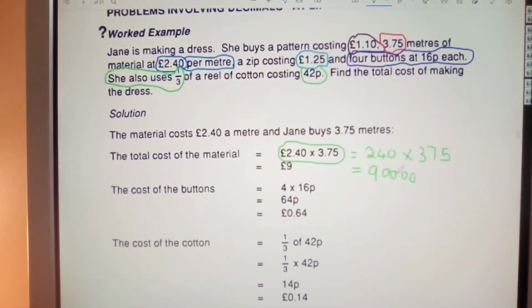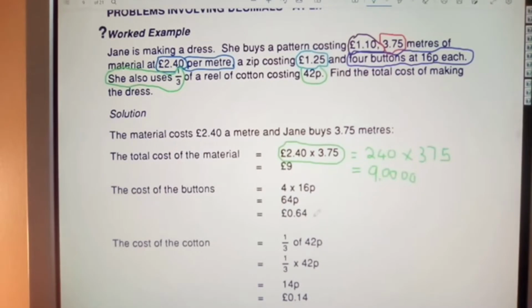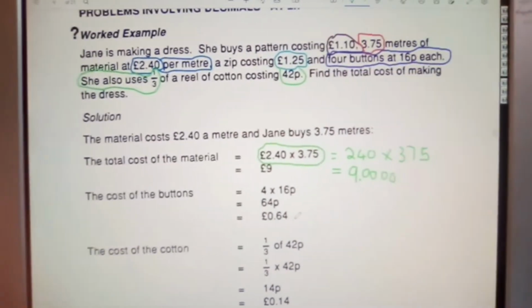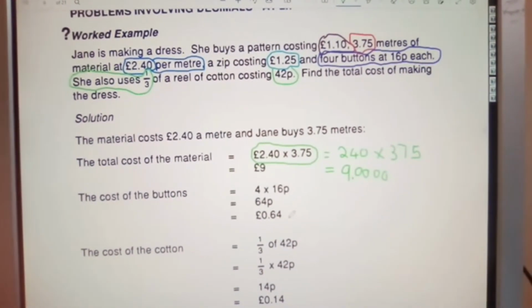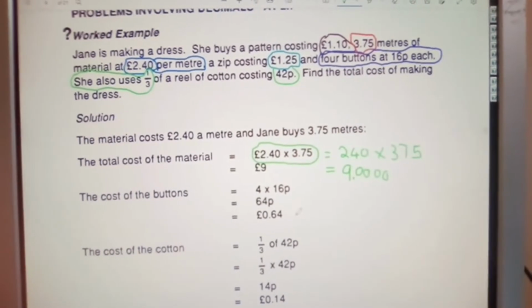1, 2, 3, 4 places, I put my decimal point here, you'll find that it is exactly 9. And this is just an alternative option showing you how it can be done. Okay, for those of you who need a little bit more practice, this doesn't happen by magic. You have to practice, practice, practice.